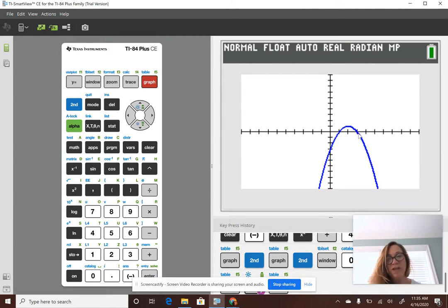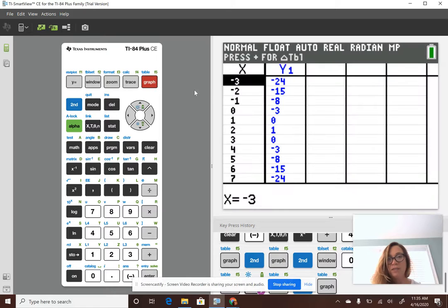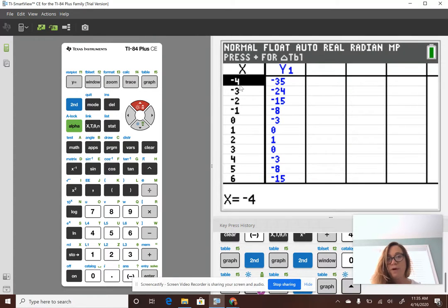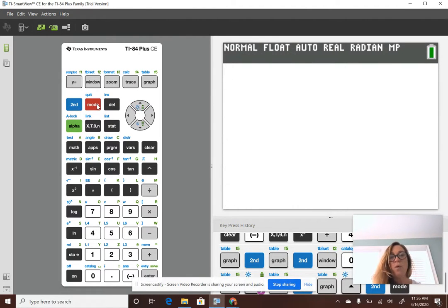And then average rate of change. So the average rate of change is you have to find the coordinates of those 2 points. So -4 has a partner of -35, and then -2 has a partner of -15. And then you're just doing slope. So to do slope, it's y2 minus y1 over x2 minus x1.